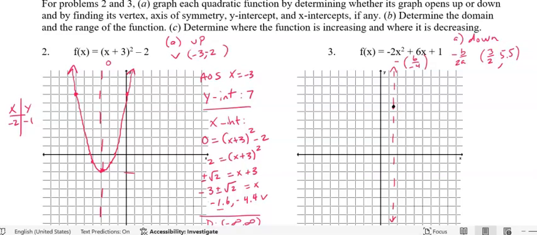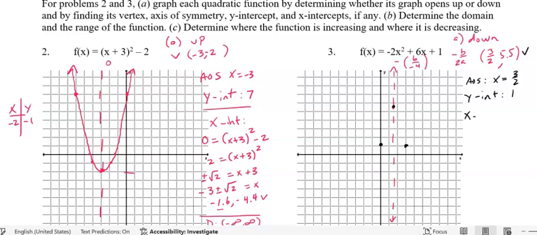All right, and let's see what else is contained in the letter A. The vertex is here. The AOS we've already found. That's x equals 1.5. The y-intercept in standard form, that's easy to see. That's going to be 1. So we can go ahead and plot that. And its match.